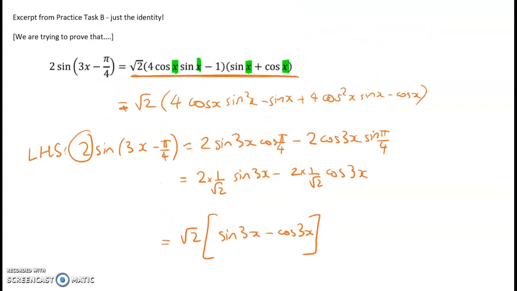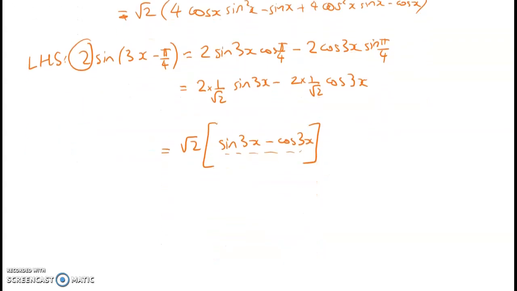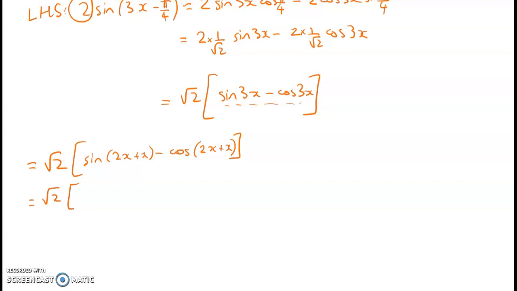You should be feeling pretty good at this point, because you can see we've already managed to get the root 2 there. What we've got to do now is somehow show that this is equal to all of this. So let's break down the 3x. I'm going to do it over here because I think OneNote is going to glitch somewhere on the right hand side of my screen. So we've got root 2 times sine of 2x plus x minus cosine of 2x plus x. Again, we're going to do the obvious things. Apply our compound angle formula, and we get sine 2x cos x plus cos 2x sine x minus cos 2x cos x minus sine 2x sine x.